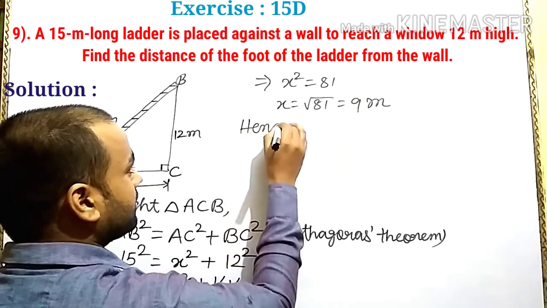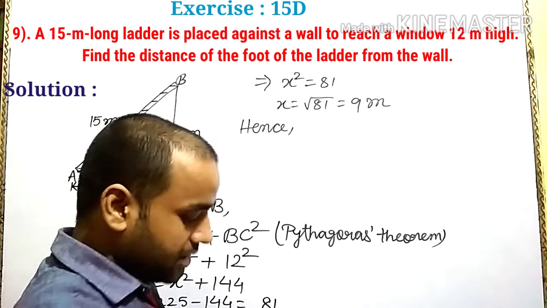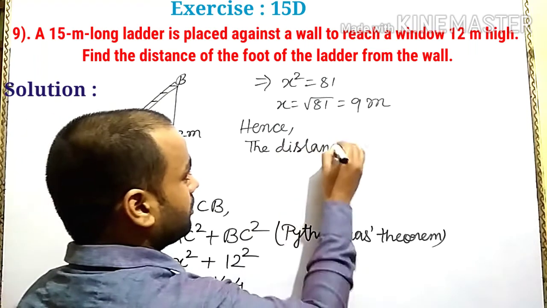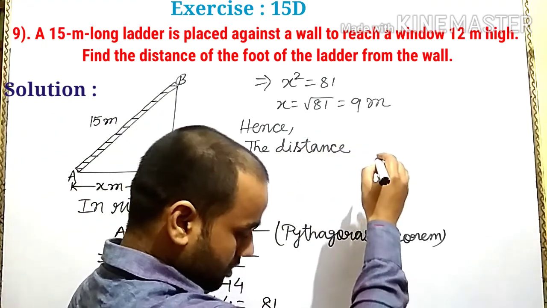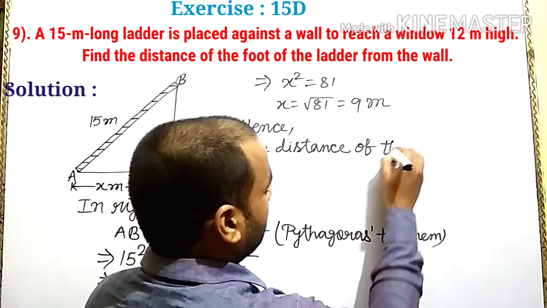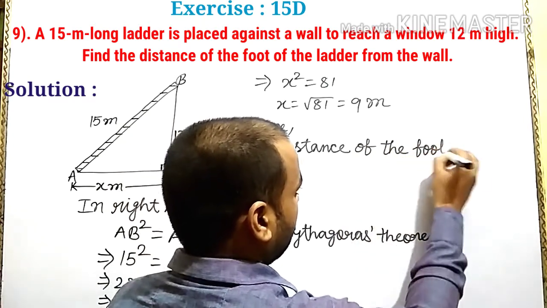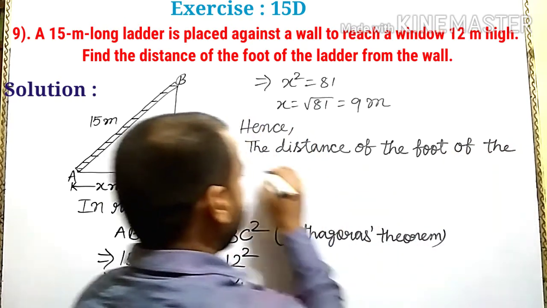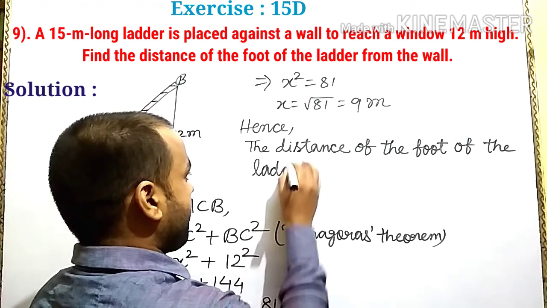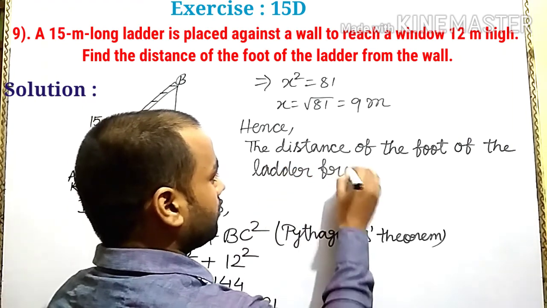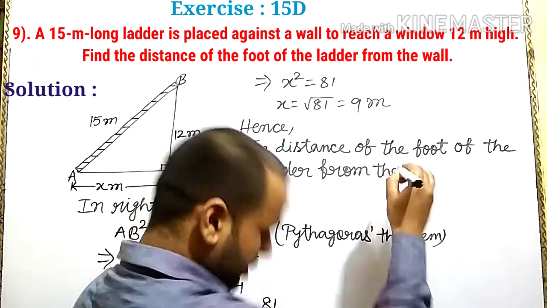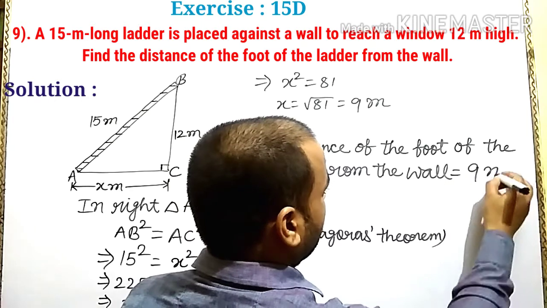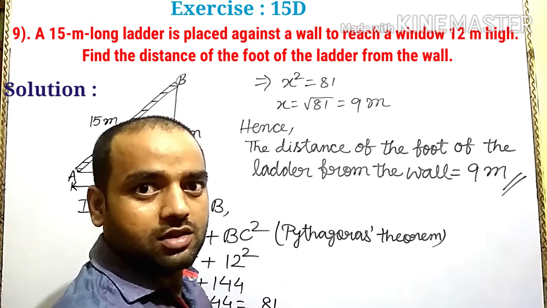So hence the distance of the foot of the ladder from the wall is equal to 9 meter. This is your required answer.